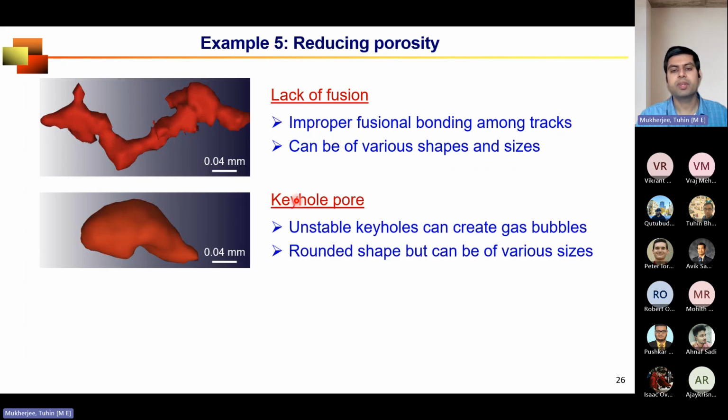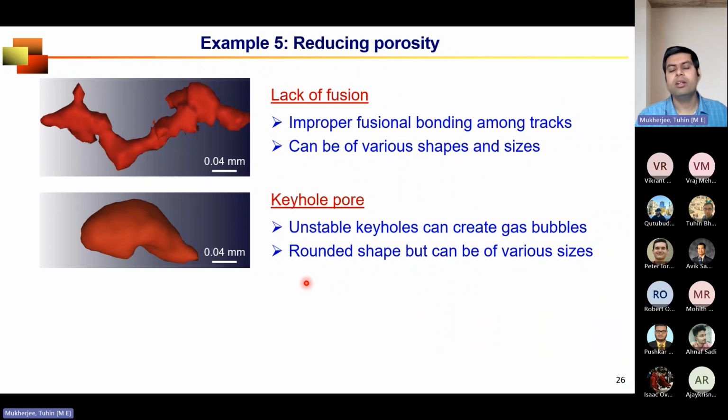Second is keyhole pore. What is a keyhole? Sometimes during additive manufacturing or during welding, the temperature can go beyond the boiling point of the material that you are using. So we end up creating a vapor cavity during the process. You remember I was talking about the molten region. Just imagine that in that molten region, some part became vapor, a vapor region. Now that vapor region is called a keyhole, because if you see the literature, sometimes that vapor region is very deep and narrow and looks like a keyhole. That's why we call it keyhole.